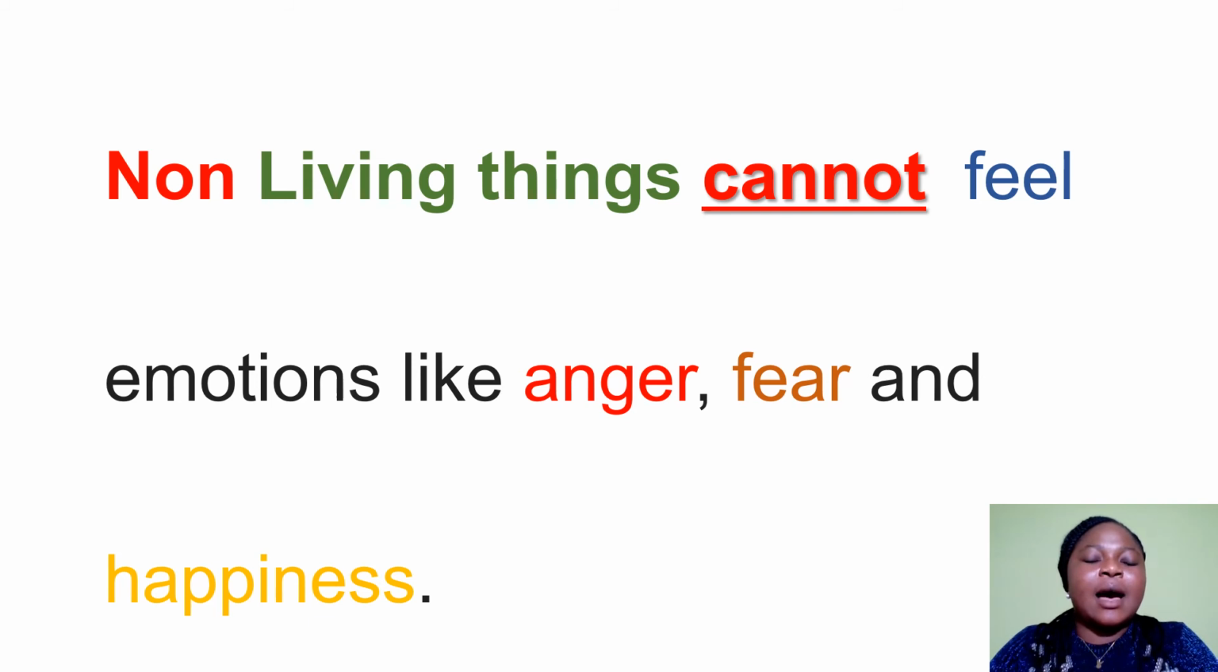The last one is happiness. When you get a new shoe today, the shoe will not be happy that you are wearing it. Rather, a living thing, which is you, the human being, will be happy that you are using the shoe, but not the non-living thing that is the shoe. So therefore we say non-living things cannot feel emotions like anger, fear, and happiness.